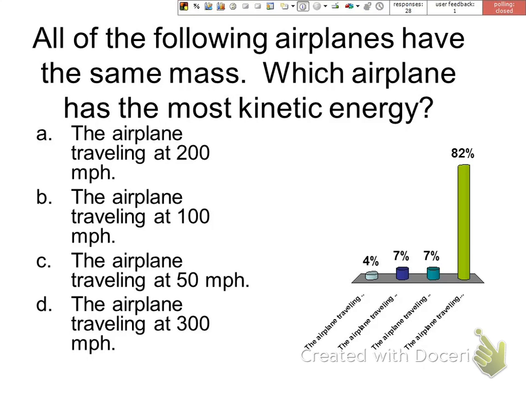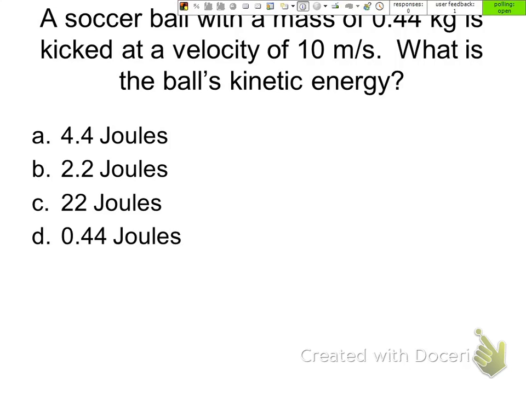All right, 82% again said D. That is the right answer. Somebody explain to me why D is the correct answer. Kenzie, go ahead. Explain why D is the correct answer. Because that airplane has the most speed. It has the most speed, so it has the most energy. All right. Why is it always 18% getting it wrong?